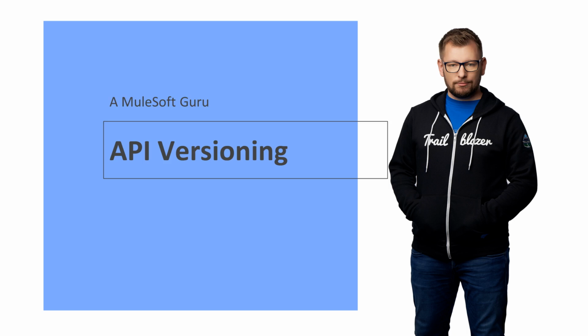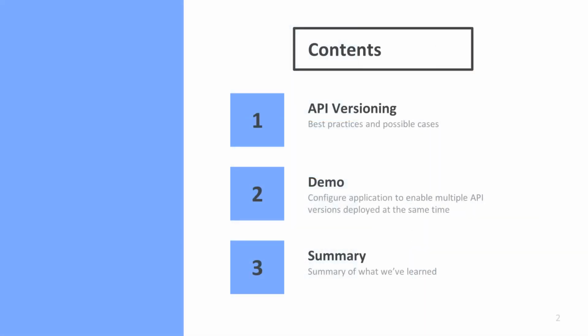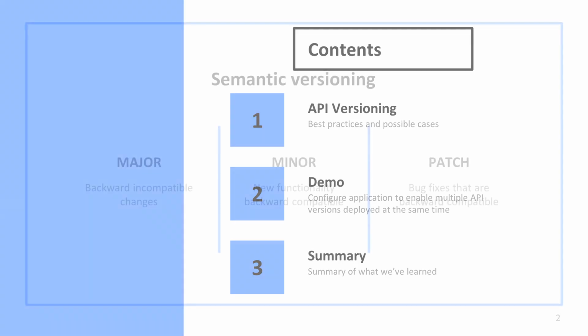Today's topic is API versioning. So let's get started. In today's agenda, I will talk first about API versioning best practices and possible cases. Then I move to a demo part where I show you application configuration that enables multiple API versions deployed at the same time. And at the end, I will briefly summarize what we have learned today.